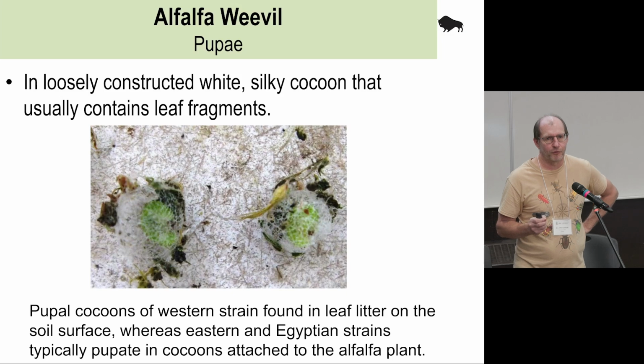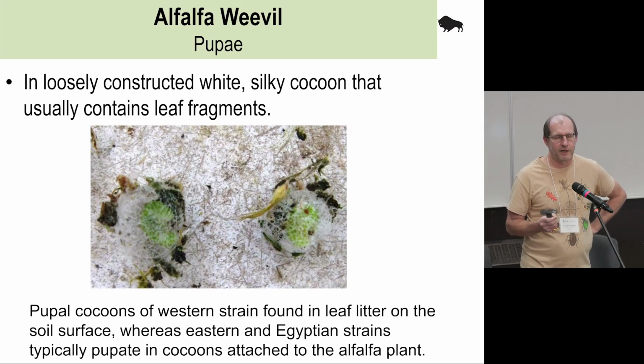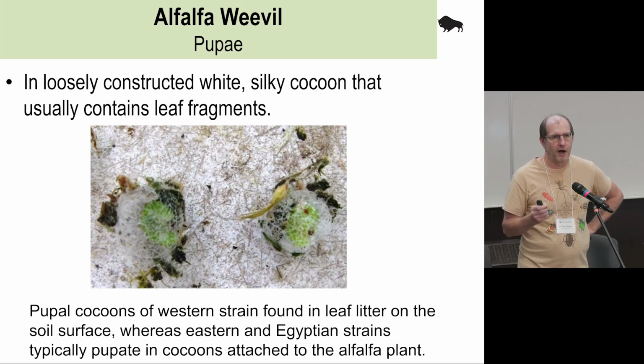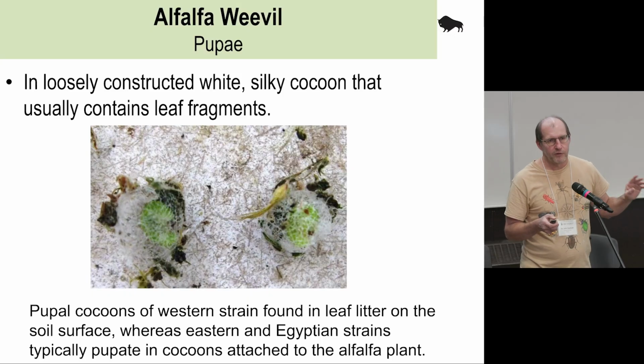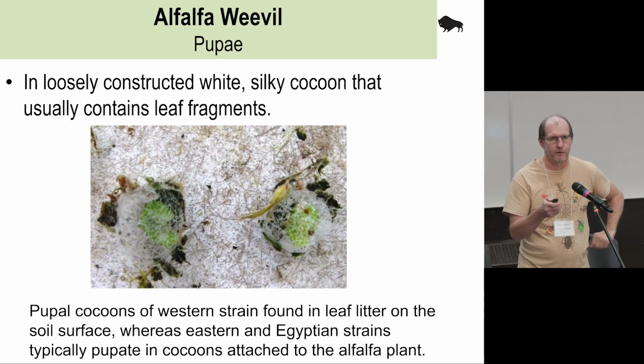Now this is where some of our strains differ. Our Western strain, you will find these cocoons usually on the ground, on the soil surface amongst the leaf litter, where in the Eastern and Egyptian strains, the cocoons are usually attached right to the alfalfa plants. So again, one of the differences between the strains. Another difference I'll just throw out there, I'm not going to get into it, but there's a type of bacteria called Wolbachia that actually provides some benefits to certain insects. Western strain has them, the other strains don't. So again, the strains do differ somewhat.